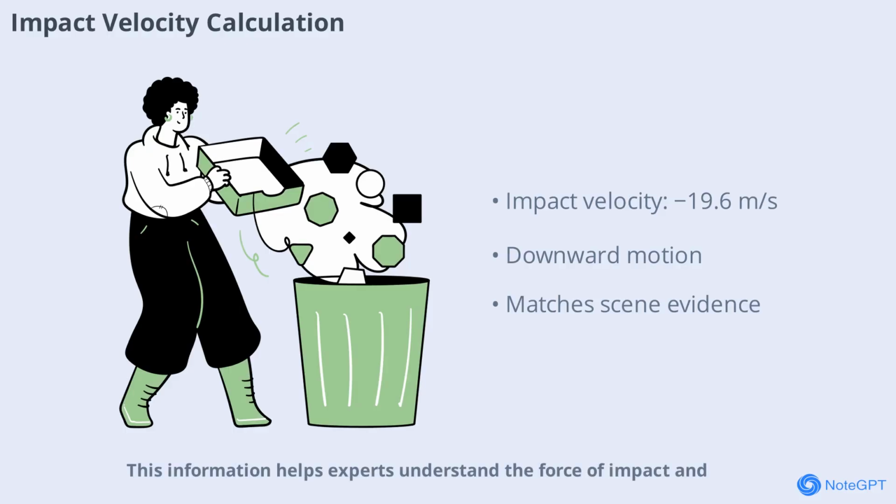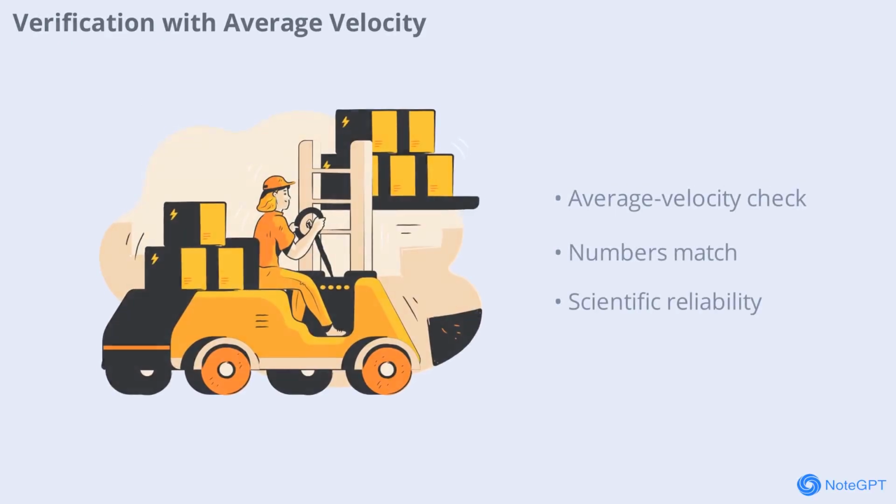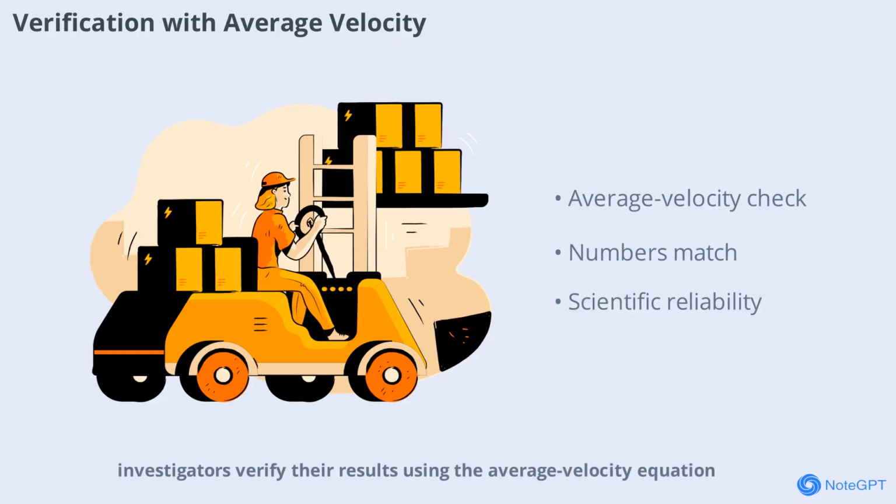This information helps experts understand the force of impact and can be used to match physical evidence at the scene, such as bullet holes or damage patterns. To ensure accuracy, investigators verify their results using the average velocity equation, y_f equals y_i plus 1/2 (v_i plus v_f) t. The numbers match perfectly, confirming the calculations are correct. This cross-verification is a standard practice in forensic science, providing confidence that the reconstructed scenario is reliable and scientifically sound.